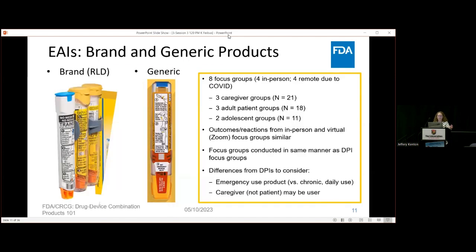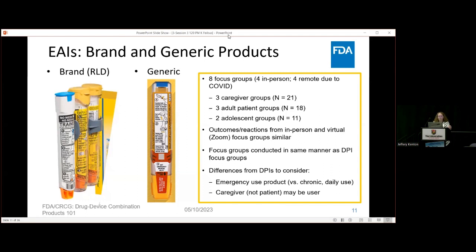For the epinephrine autoinjector group, the comparison was between 2 trainers: the EpiPen trainer, which you see on the left, and then the Teva epinephrine autoinjector approved generic that you see on the right. 8 focus groups were conducted, 4 in person, 4 remotely. There were 3 caregiver groups, 3 adult groups, and 2 adolescent groups. The outcomes and reactions between the in-person and the remote groups were very similar, so the researchers decided in their analysis to combine their data from these groups. And the focus groups were conducted in the same manner as with the dry powder inhalers.